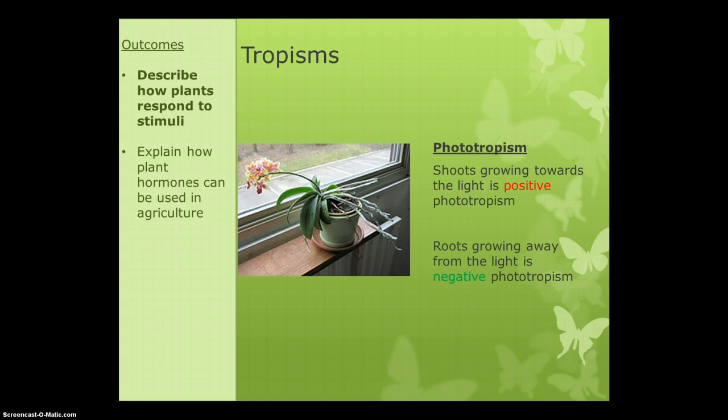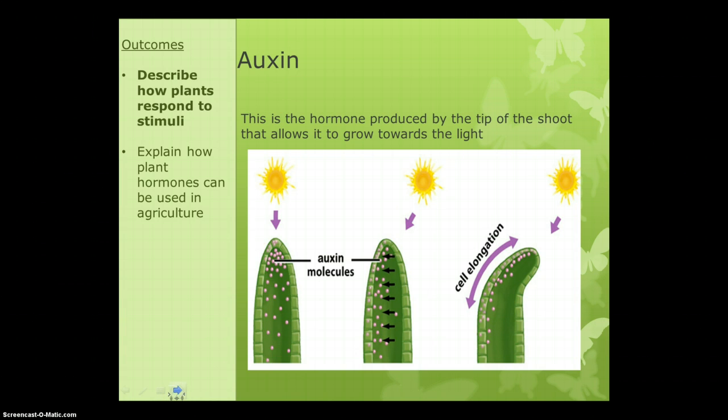So positive, they go towards it. Negative, they move away from it. And photo, you can remember hopefully because photo means light. And it's the tropism because they're responding to the stimulus.